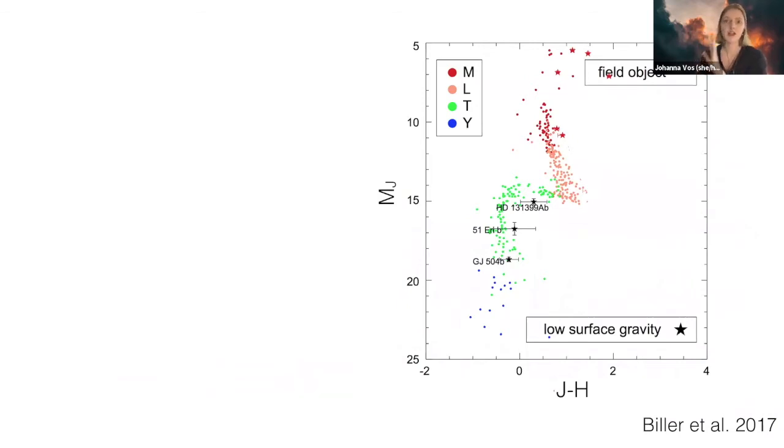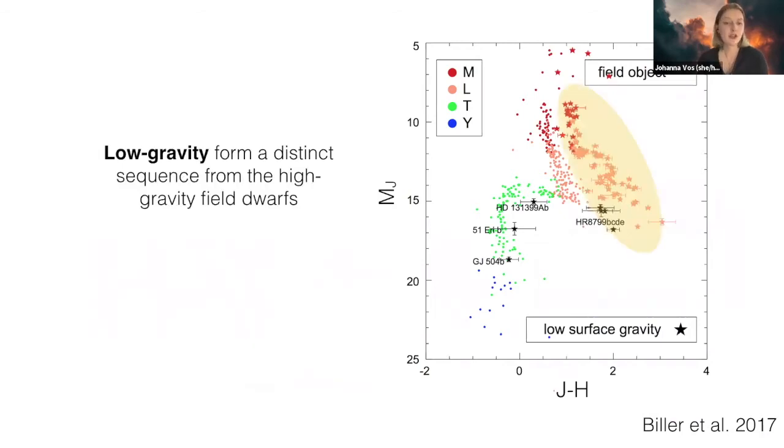So here I'm showing you yet another color magnitude diagram. When you plot the young low surface gravity objects on the diagram, you can see that they form their own distinct sequence. So for a given spectral type, they're consistently redder and less luminous than the field brown dwarfs. So this low gravity L sequence is shifted to the right and extends down to fainter magnitudes. And to explain these different colors and spectra of low gravity objects, models generally invoke disequilibrium chemistry and thicker clouds that extend to lower pressures or higher altitudes.